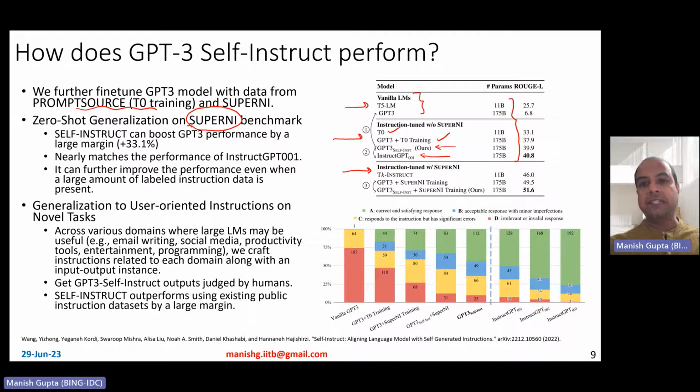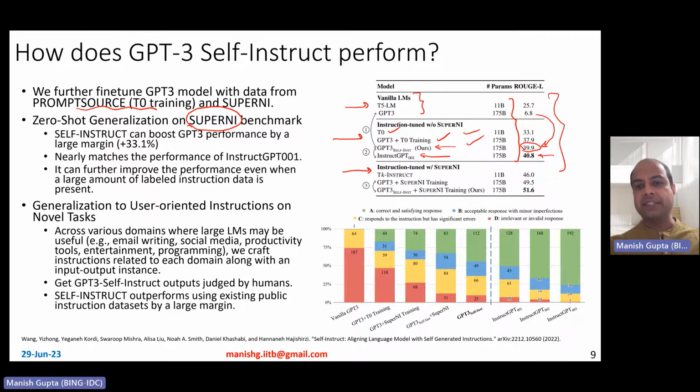And then what you observe is that amongst all of these models, of course, Instruct GPT-001 is awesome, but then GPT Self-Instruct is also great. So amongst the publicly available instruction-based models like T0 or even GPT with T0 training, GPT-3 Self-Instruct performs really well. Compared to GPT-3, GPT-3 Self-Instruct does super awesomely better, right? So much, much better. An absolute 33.1% gains in terms of Rouge-L, large margin, right?